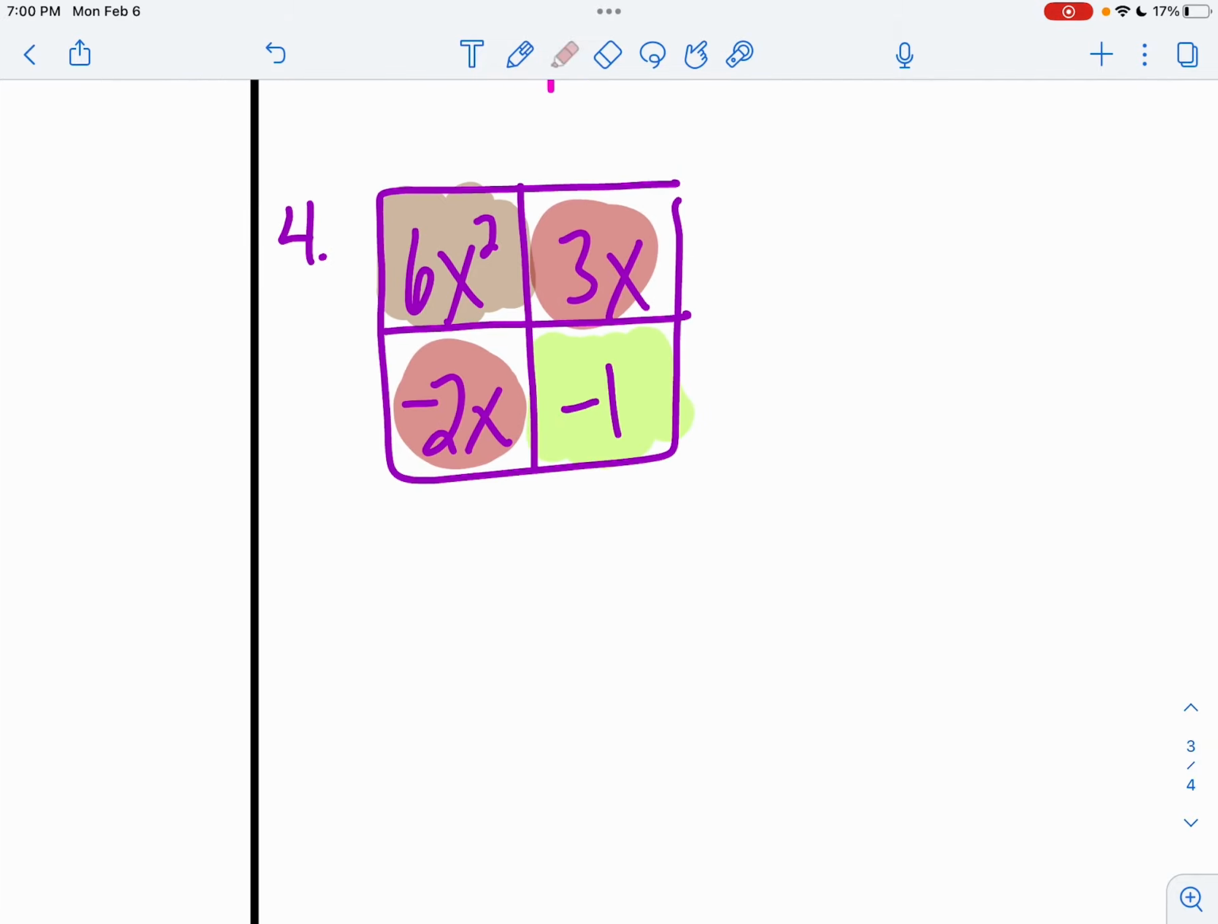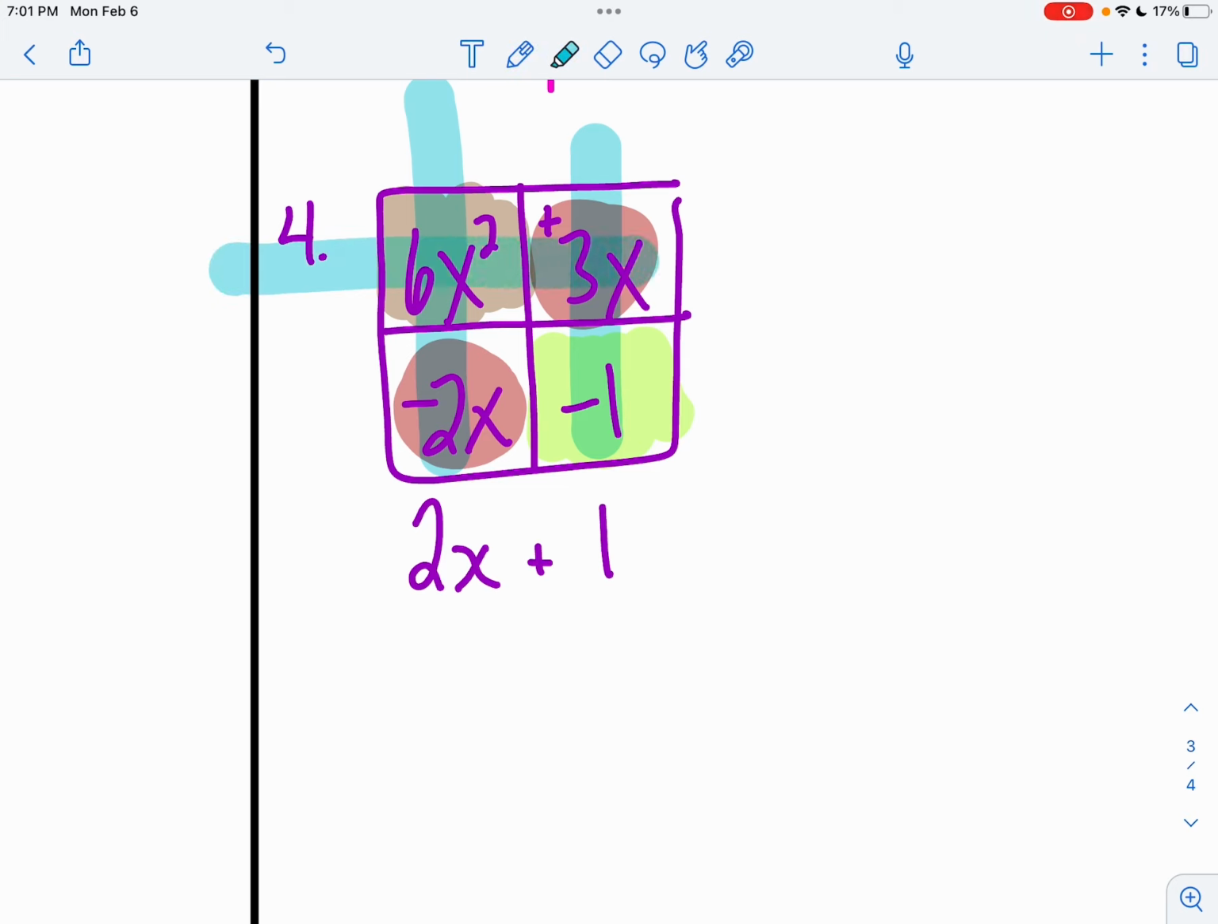Now we find those GCFs that we love so much. What is the GCF of 6x squared and 2x? A 2 and an x. What is the GCF of 3x and negative 1? So what goes into 3 and into 1? Just a 1. When you work your way top to bottom, take the top sign.